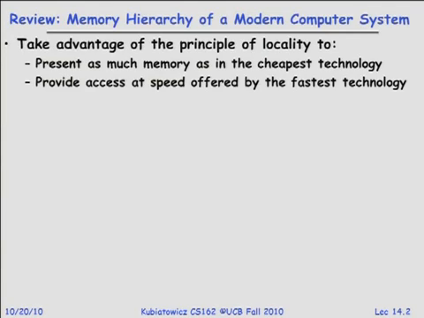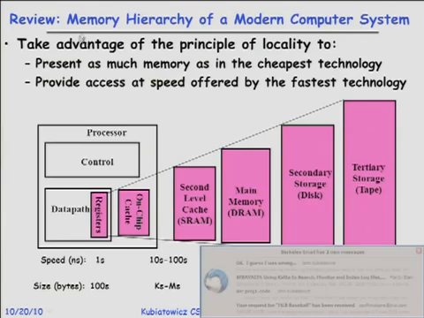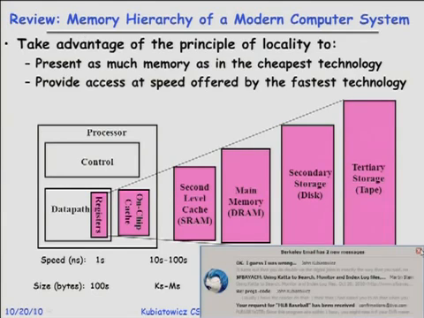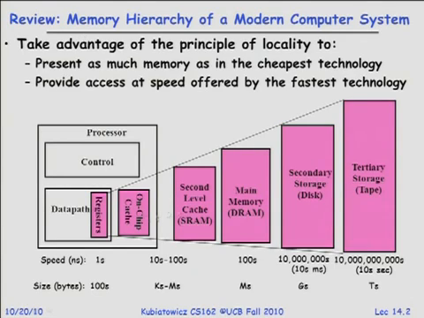I kind of showed you this as a schematic of the modern memory hierarchy of a system, and believe it or not, this is already old. We have third-level caches now that are available on chip. All right, so pretty amazing.